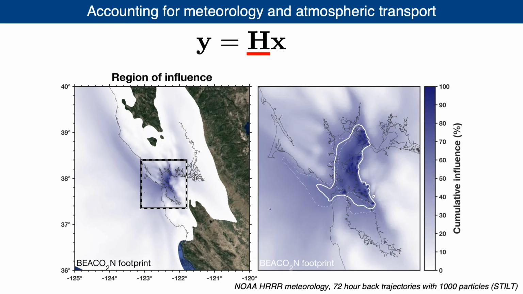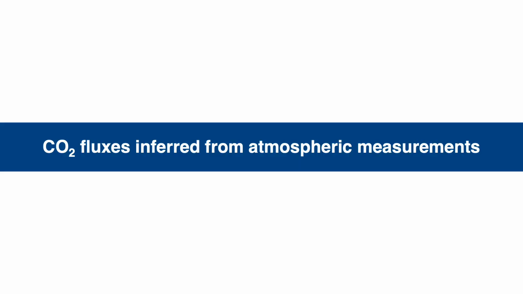Now if I zoom in, you can see that we have the strongest sensitivity over the San Francisco Bay Area. So this means that emission changes that occur here, we would be sensitive to. And this white line indicates the 40th percentile of this cumulative influence. So we define this as the region that our network is sensitive to, or where we can constrain emissions. Now we can bring this all together and start actually estimating CO2 fluxes during the COVID-19 global pandemic.